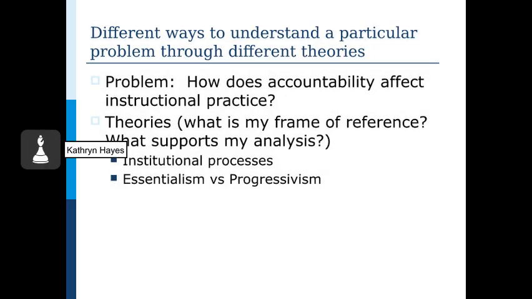So in this next segment, we will go through 2 different articles that present different theoretical and conceptual frameworks to understand a particular problem. All right, so the problem is related closely to my dissertation research, which has to do with how accountability affects instructional practice. And there are two different theories presented in these articles. Thinking about a theory as a frame of reference or something that supports your analysis, in the first article we'll look through, the theory is around institutional processes, and in the second article, it's essentialism versus progressivism.